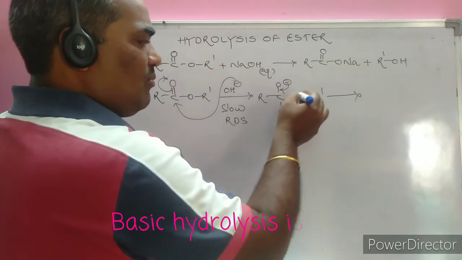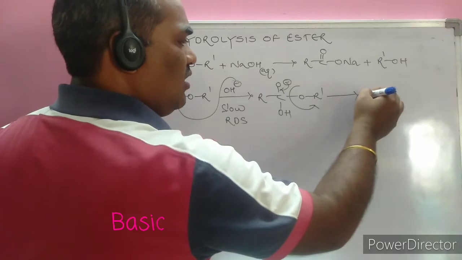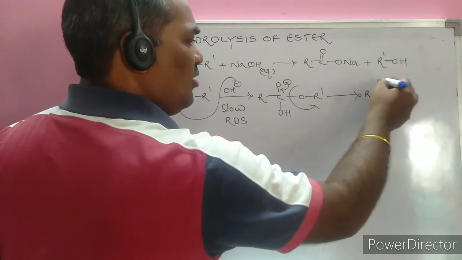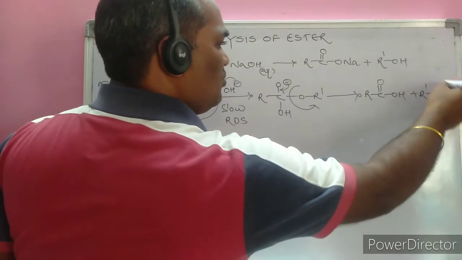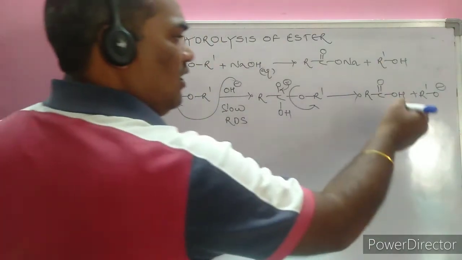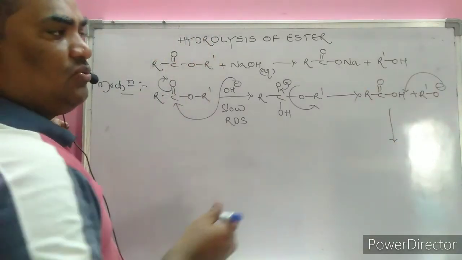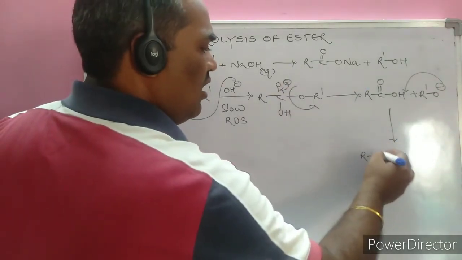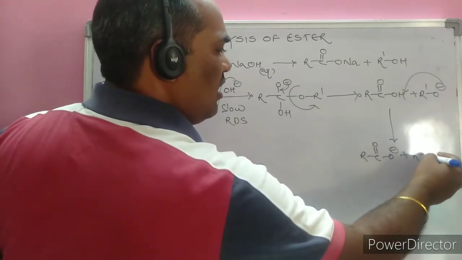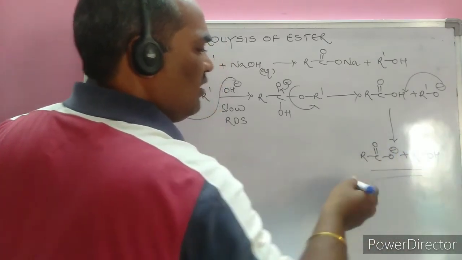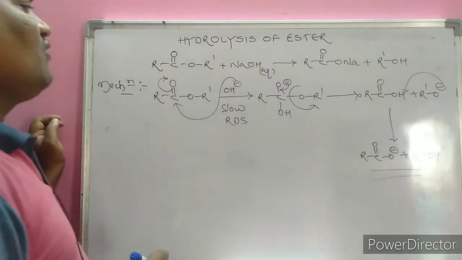Now when the electron is taken back, this along with the oxygen moves out. Hence RC double bond O and H, another one is R dash O minus. Now intramolecular proton transfer will take place from the acid to the alcohol. Now RC double bond O minus plus ROH is formed, that is, the salt of the carboxylic acid as well as the alcohol is the formed product.